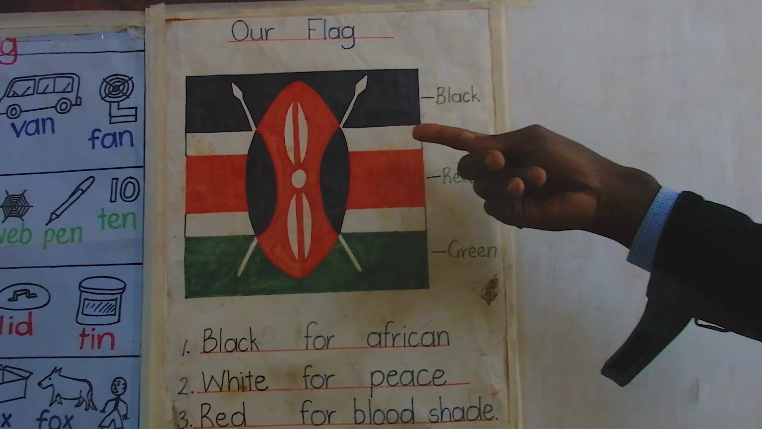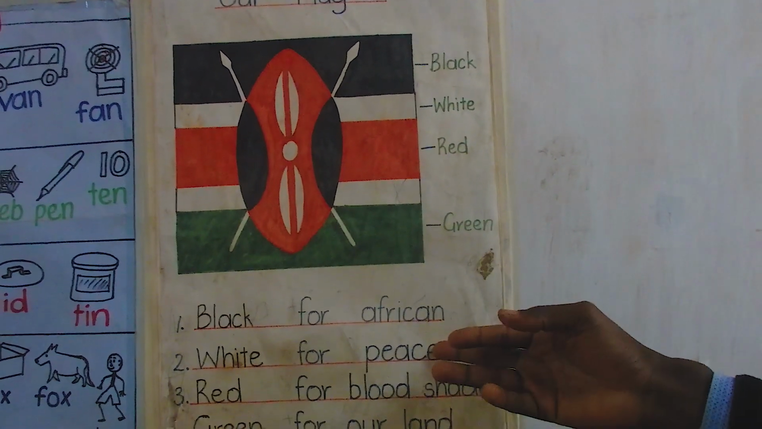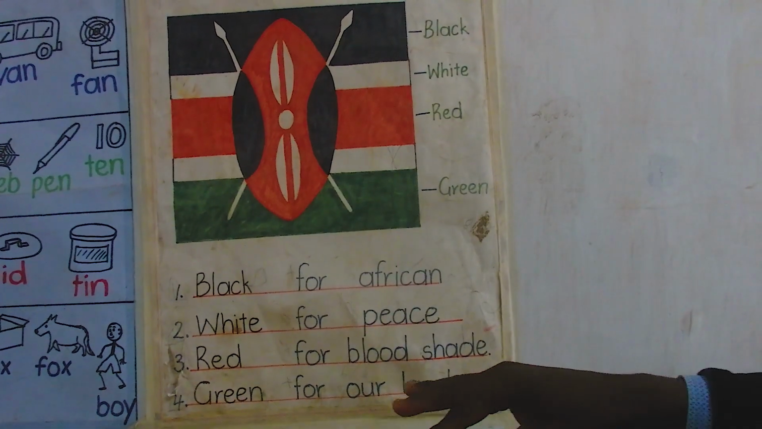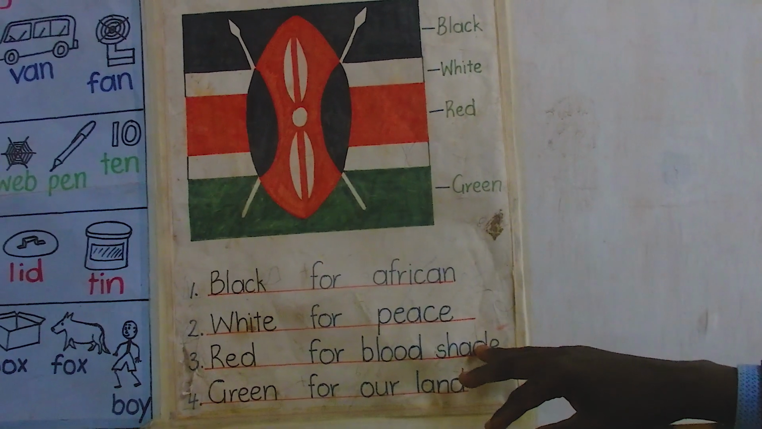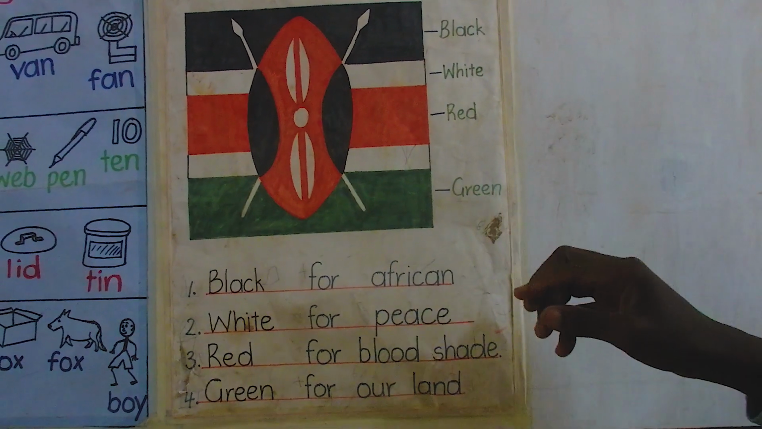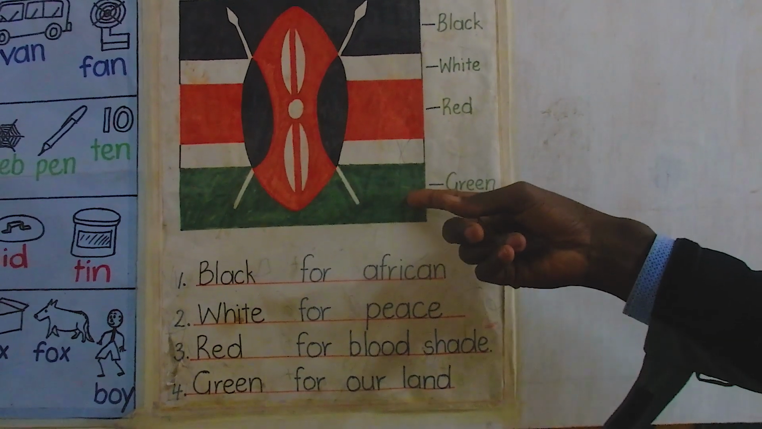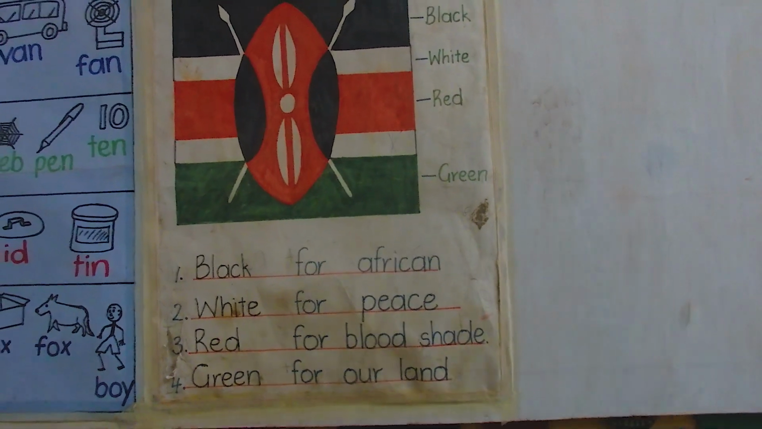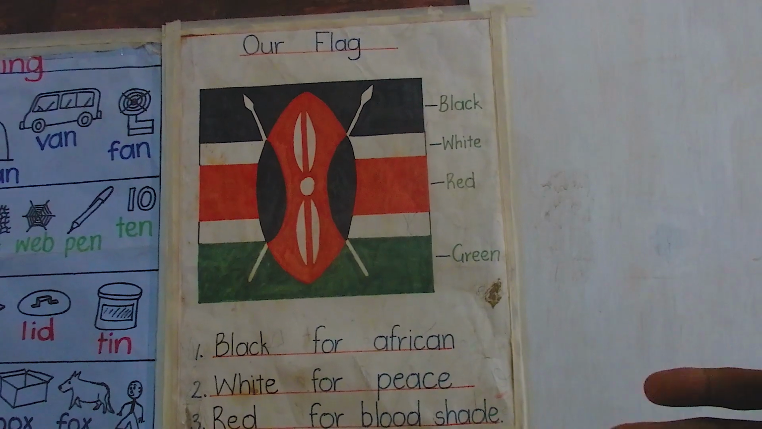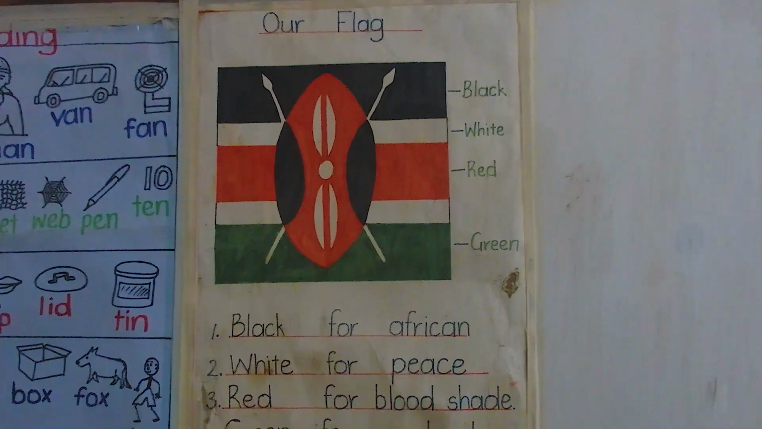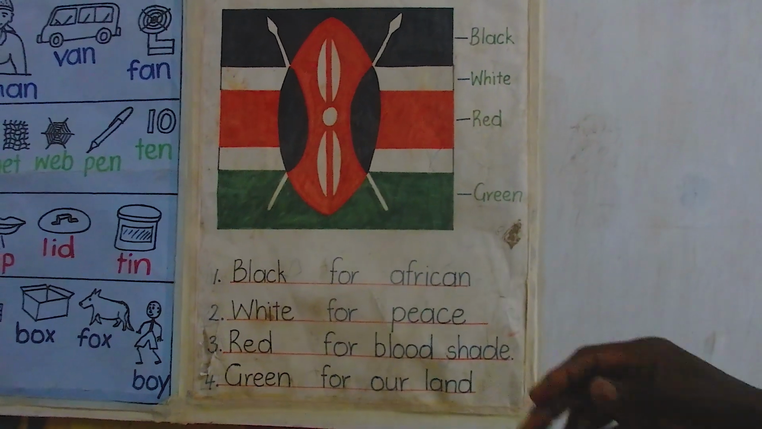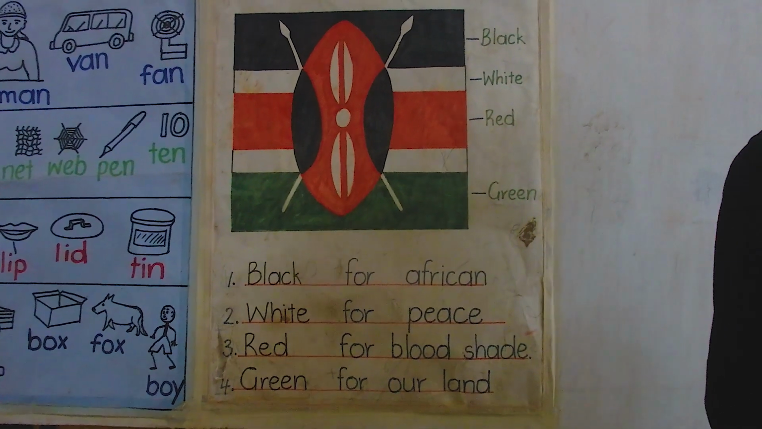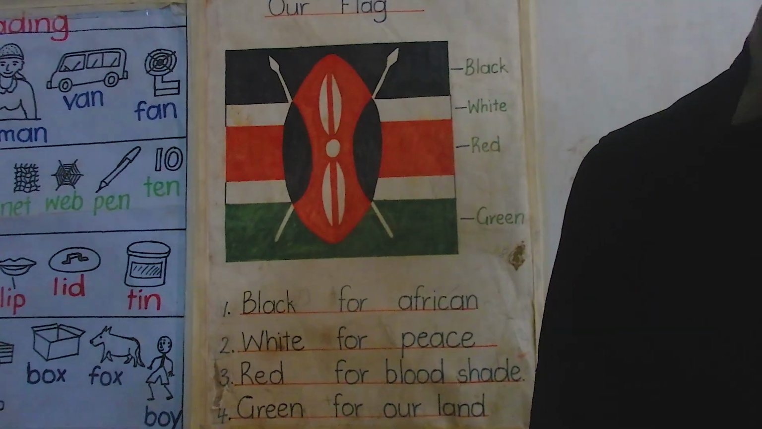in short. And we have white. White stands for peace. And then we have red. Red stands for bloodshed during the colonial period. And then we have green. Green stands for the land. And since when you come even to our country, you'll find that our country is very green and very attractive. One day, try and come have fun in our country.